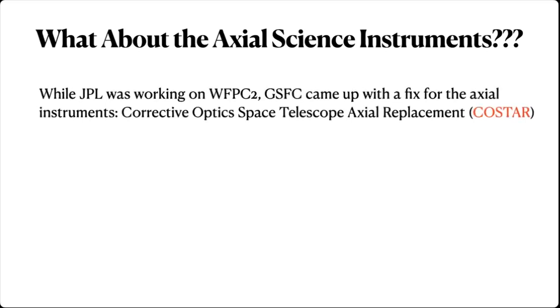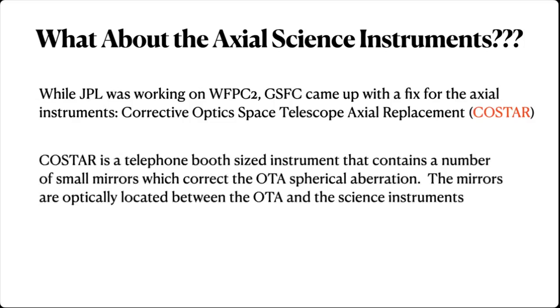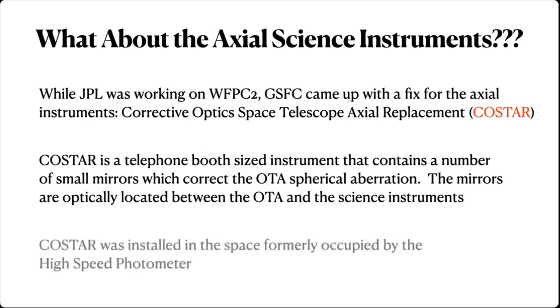Okay, that fixed the wide field planetary camera. What about the axial instruments? Well, while JPL was working on WFPC 2, Goddard Space Flight Center came up with a fix for the axial instruments. It's called the Corrective Optics Space Telescope Axial Replacement, COSTAR. You'll never hear this whole title. It's always COSTAR. So it's important to have a clever acronym. COSTAR is a telephone booth size instrument that has a bunch of little dental size mirrors in there. And it does the same thing that the wide field planetary camera does. It corrects the aberration from the telescope before it feeds them into the science instruments.